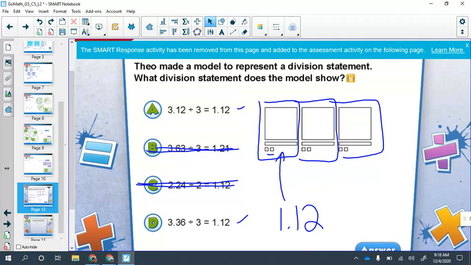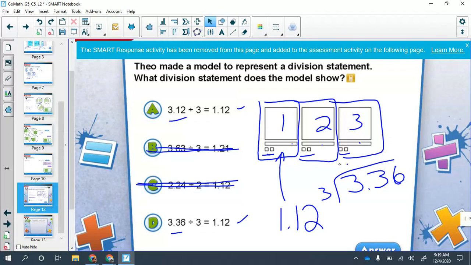Well, to find out what my divisor is, I need to count up all of these units, right? So here I have 1, 2, 3 ones, right? So the answer is we're dividing 3 and, let's see, we have 1, 2, 3/10, and then we have 2, 4, 6 hundredths. So my divisor here is 3 and 36 hundredths. It's divided by 3, and the answer is 1 and 12 hundredths. So it is not A, it is in fact D.